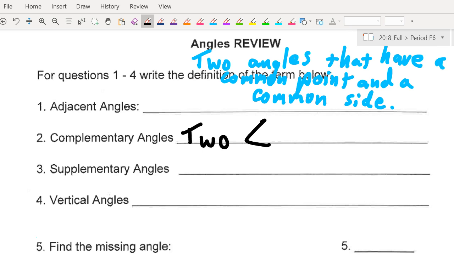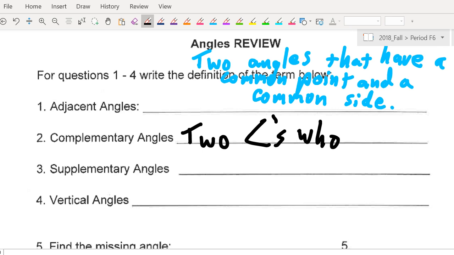Hey, we can actually abbreviate. Angle. That's the sign for an angle, like this. That's not an abbreviation, that's like greater than or less than. No, it's not. That is the angle sign. If you're in geometry, trust me, you can do that.